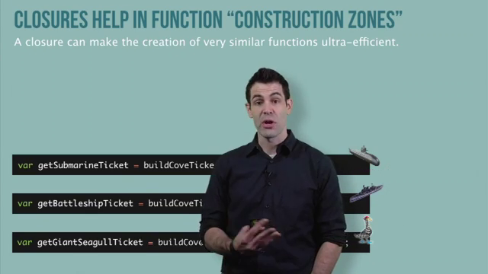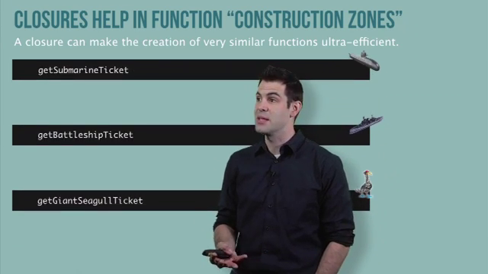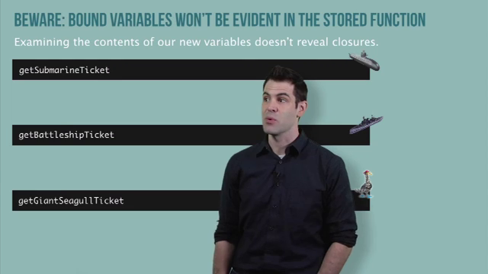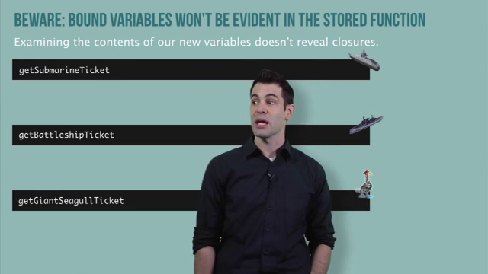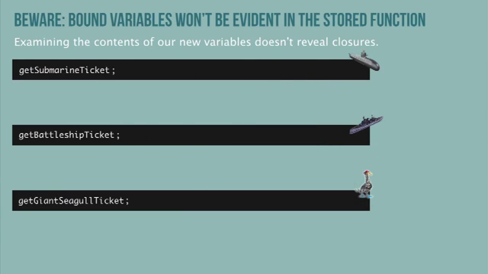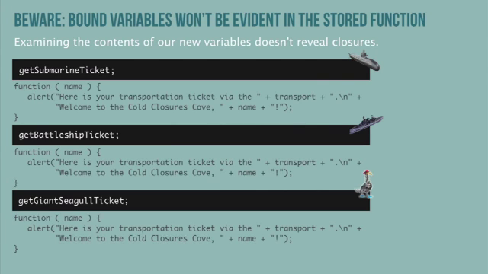So now that all of our variables have ticket makers inside them, we can call getSubmarineTicket, getBattleshipTicket, and getGiantSeagullTicket to see what's inside those variables. Well, look at that, they have exactly the same function inside each variable, but that's very deceptive because bound variables and their values will not be evident inside of a stored function. In other words, examining the function's contents will not show you a closure that has occurred.